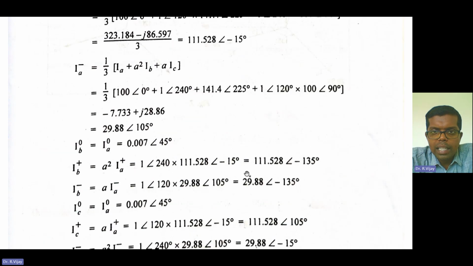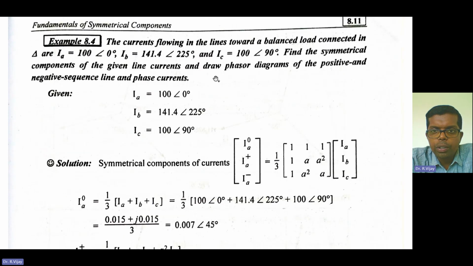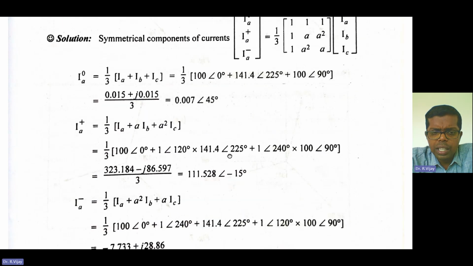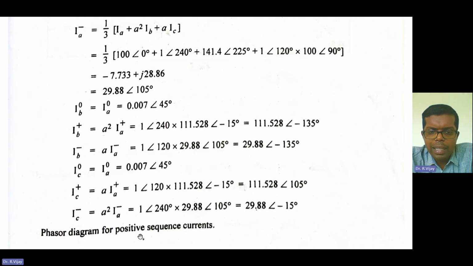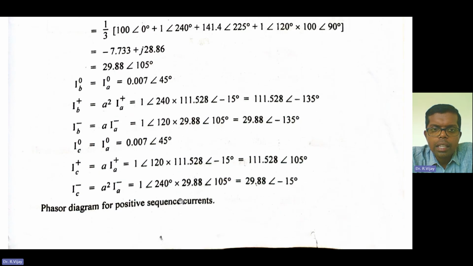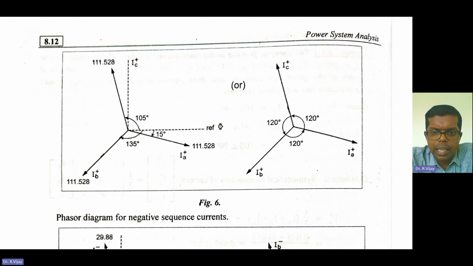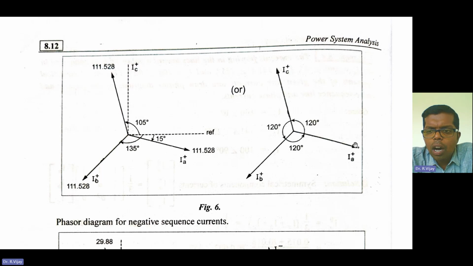Now, what is given in the problem? You need to draw the phasor diagram of the positive and negative sequence line and phase currents. First, we'll draw the phasor diagram for positive sequence line currents. How to draw the phasor diagram for positive sequence current: it is the normal, general IA positive, IB positive, IC positive, all at 120 degree. The phase shift between IA positive and IC positive is 120 degree.